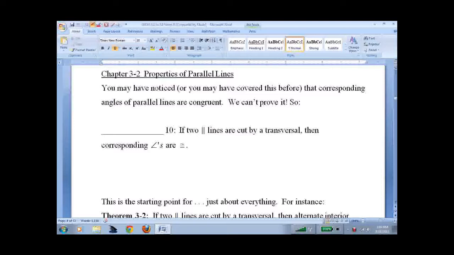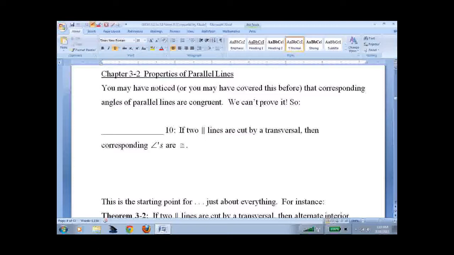So this is really the starting point for me in terms of proofs that make sense, in terms of problems that have lots of skill sets, not just did you know they were supplementary, then you add them together, made 180. So here we go.